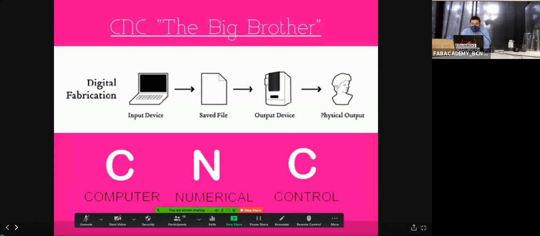CNC, or computer numerical control machining, comes from computer numerical control. Actually, all the machines are computer numerical control machines. 3D printers are computer numerical control, laser cutters are computer numerical control. But it's a terminology that is widely used usually for what we know as CNC milling or CNC cutting. We always need to state the last part of the acronym to specify. If not, it's CNC laser cutter, CNC 3D printer. You want to establish that.